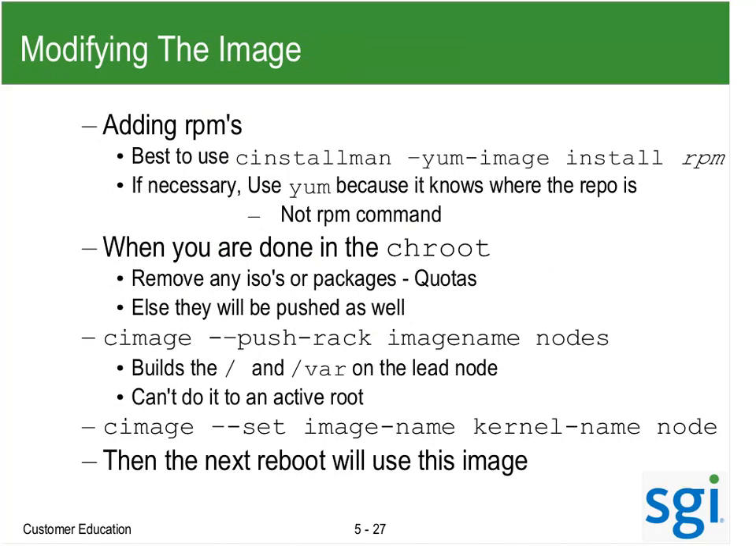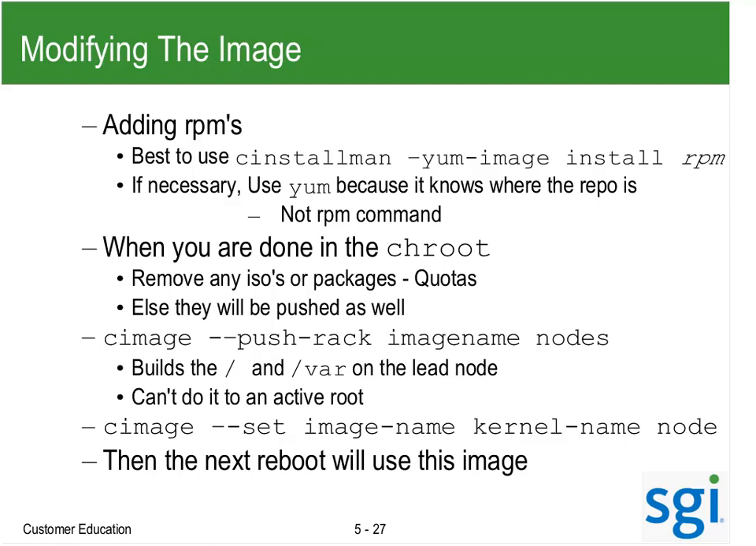I had somebody chroot into an image, copy all of SLES into it, 4 gig, and then they didn't remove it, and then when they did a push rack, it pushed that 4 gig ISO out 64 times. So we had like 256 gig, 64 copies of SLES sitting there. So you don't want to do that. Clean up anything you can. You can hit quotas too. There are disk quotas by node on the lead node. We'll talk about that Friday.